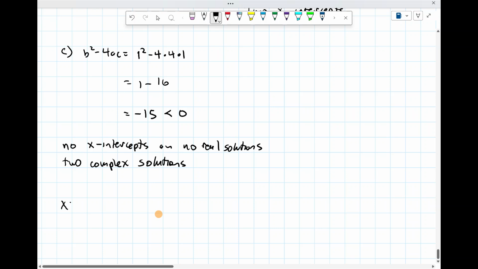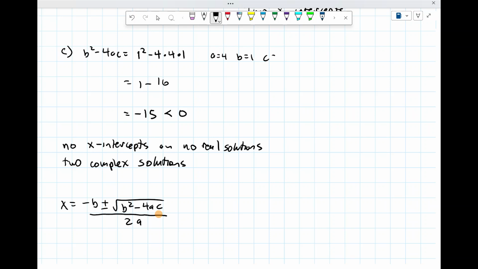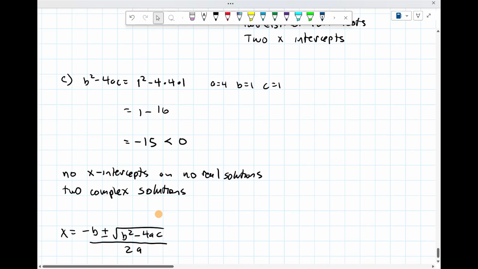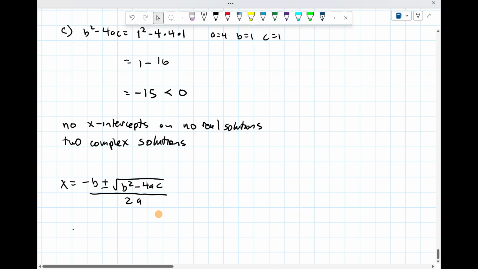So again, x equals opposite b plus or minus square root of b squared minus 4ac all over 2a. And if we remember, a was equal to 4, b was equal to 1, c was equal to 1. And let's just double check that that is correct, and indeed it is. I'm going to plug in my numbers. I get negative 1 plus or minus, and b squared minus 4ac we already know is negative 15, so I'm just going to put that in here, all over 2 times 4.